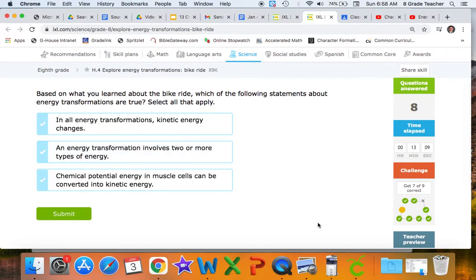Based on what you learned about the bike ride, which of the following statements about energy transformations are true? Select all that apply. In all energy transformations, kinetic energy changes. An energy transformation involves two or more types of energy. Chemical potential energy in muscle cells can be converted into kinetic energy. I would say these two.